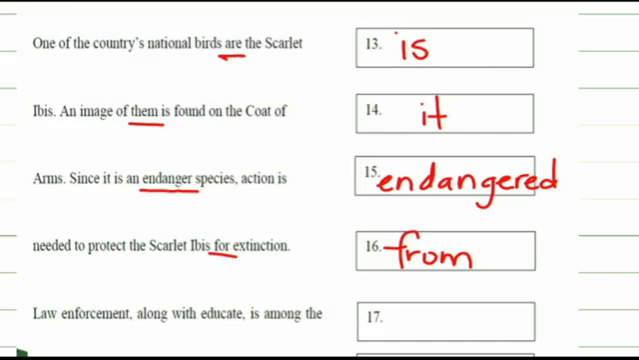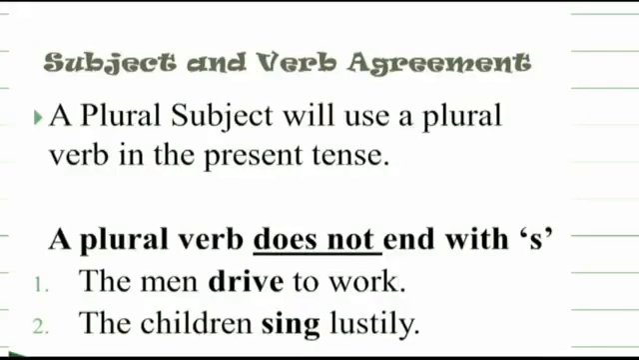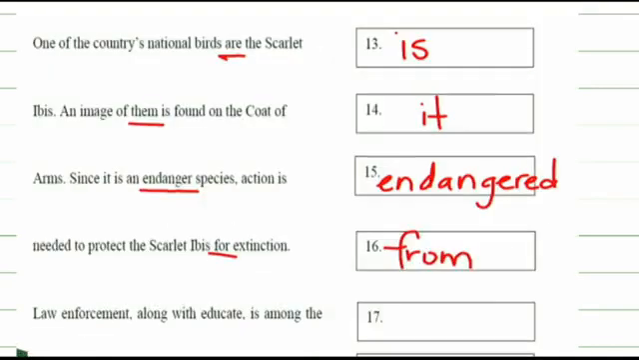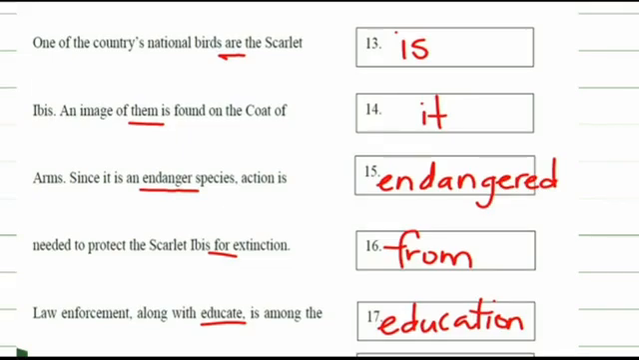Next line. Law enforcement, along with educate, is among the... Your error in this line, if you have chosen the word educate, you are correct. What is wrong with the word educate? What should the correction be? It should actually be education, right? We get into that in a minute.